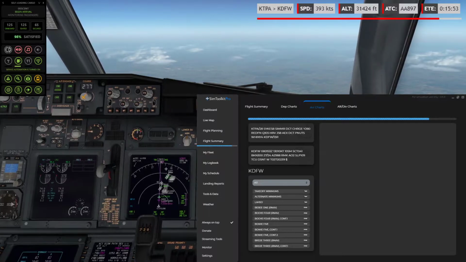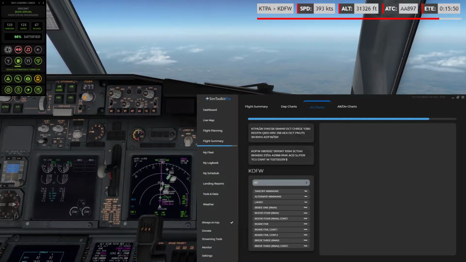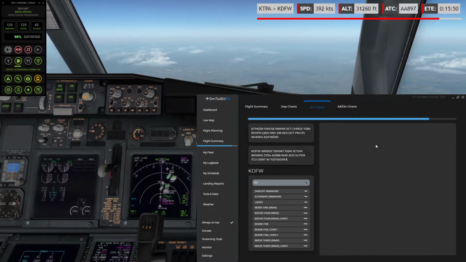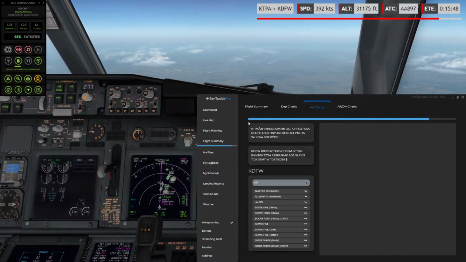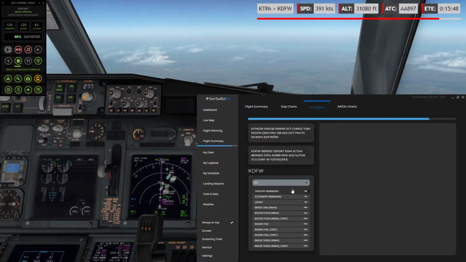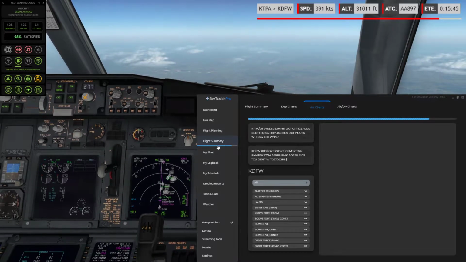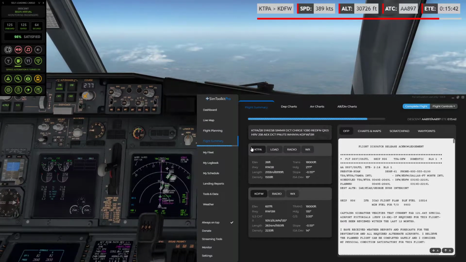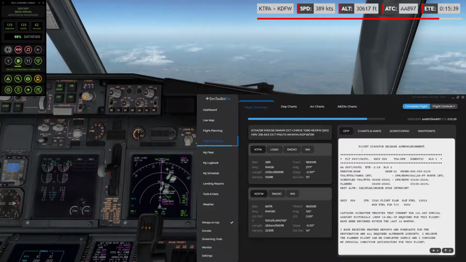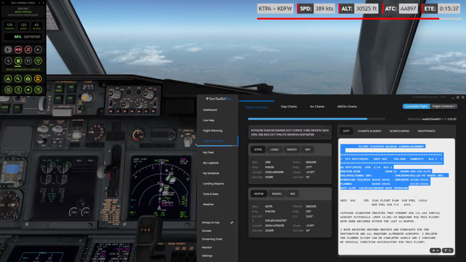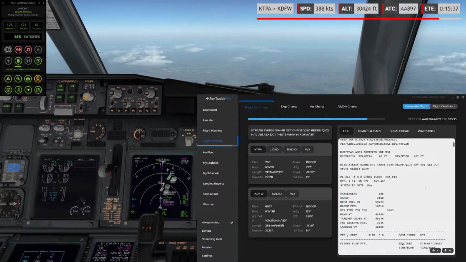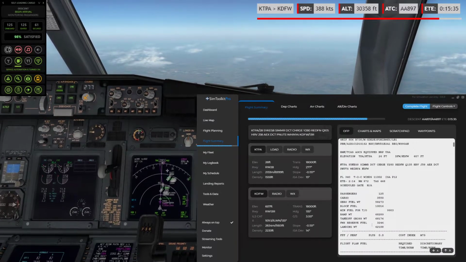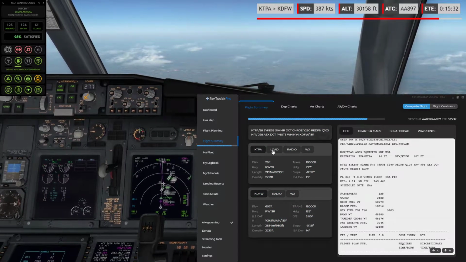Alright, as you can see, we have started our descent into Dallas Fort Worth. As you can see over here, I have Sim Toolkit Pro, and this is what I use for my flight planning. This is my flight dispatch, and it is linked to SimBrief. So if you're using SimBrief, you can directly get your flight plan over here. It just basically copies everything and puts it into here, and you get all the information over here as well, which is very handy.